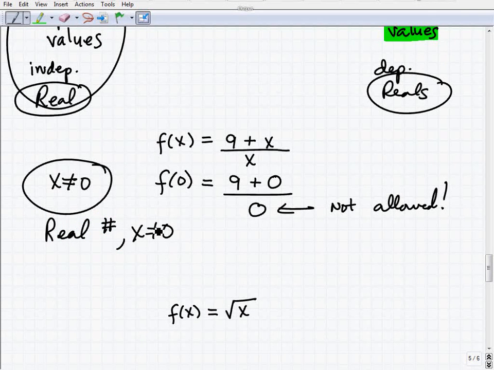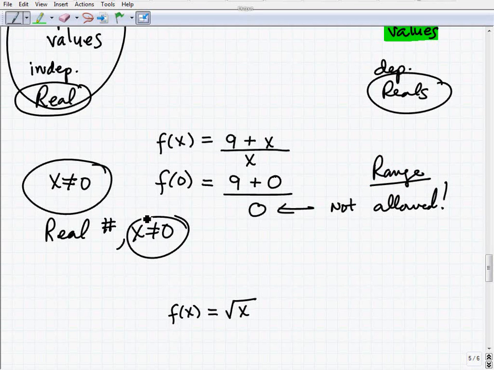Now the range would be all the output values you would get, excluding x equal to 0. And we'll talk more about that. The range is actually a little bit more difficult to find. We actually like to graph these particular functions to determine the range. But I just wanted to give you a general feel of what the domain or range is. This is an introduction.